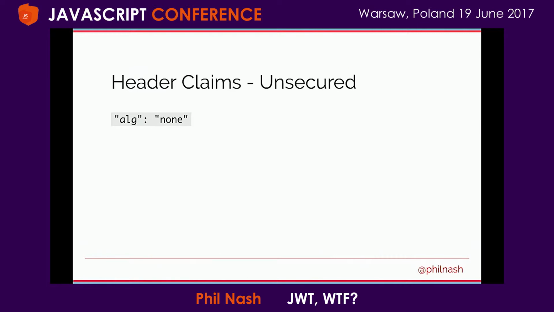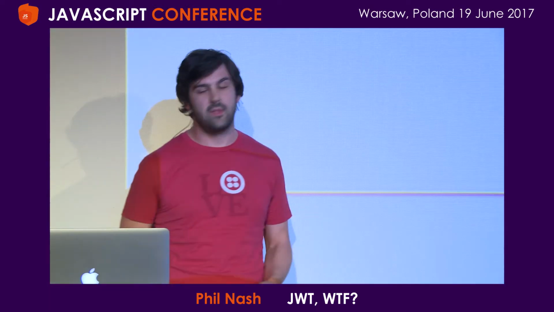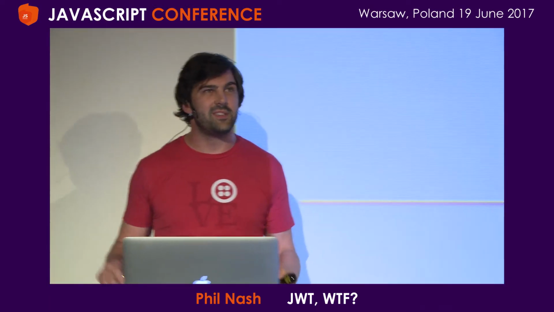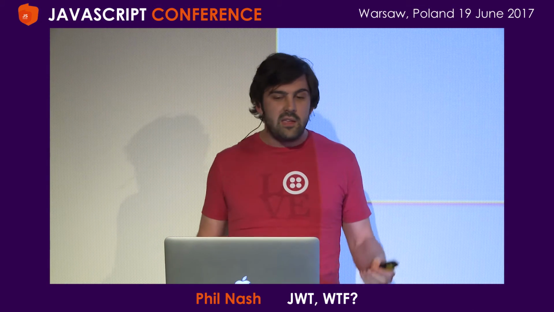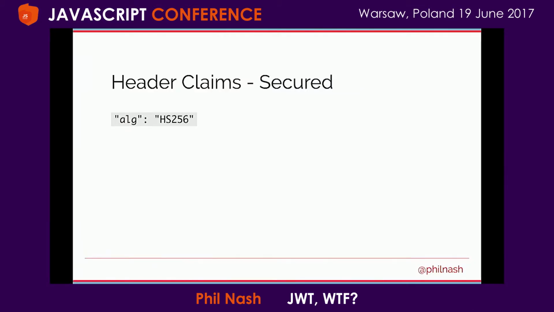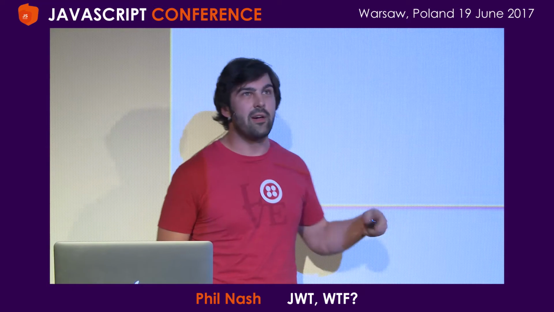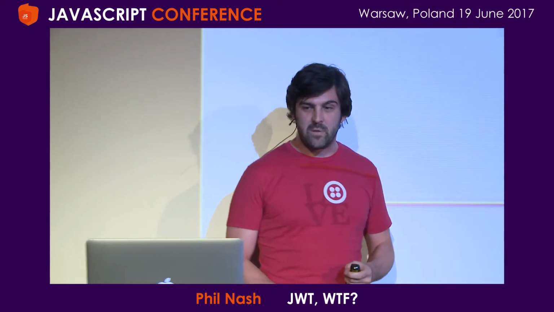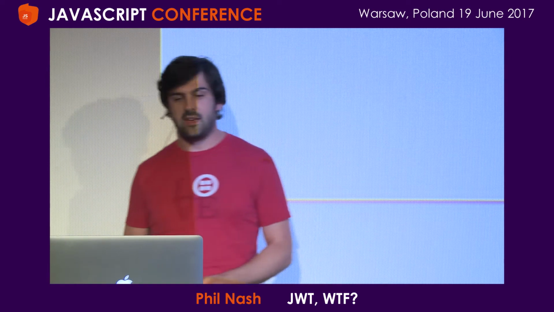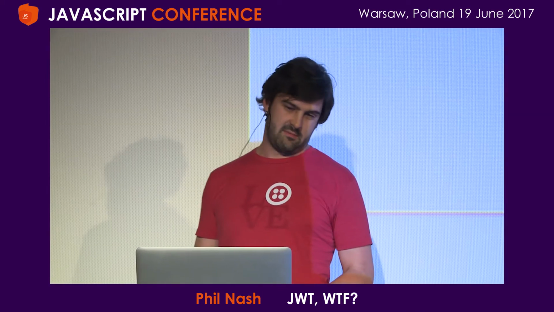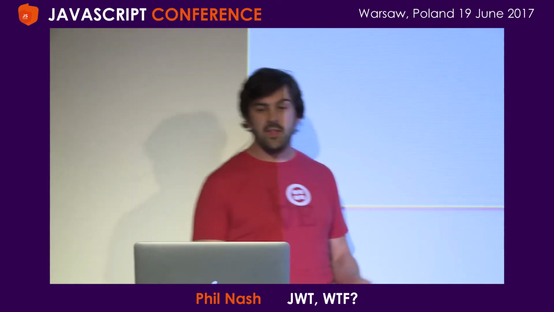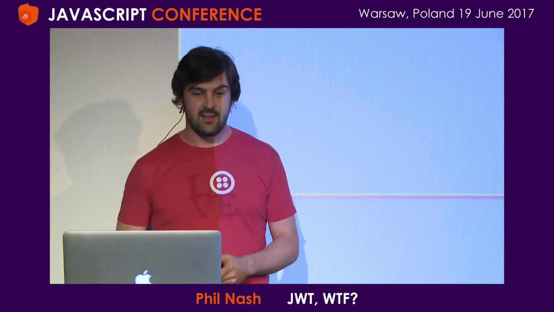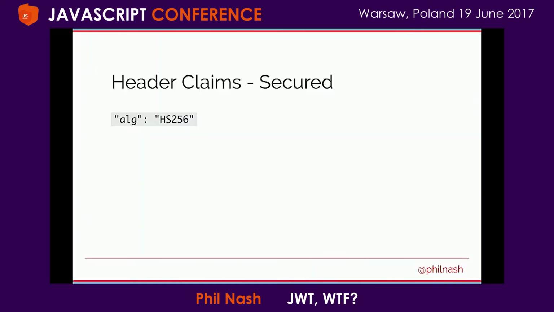You can say, I won't sign it. This is useless, because if you just send around information that anybody can change any time, you're asking to be hacked. So you can secure it by saying, in order to sign this token, we'll use the algorithm that is, in this case, HMAC SHA-256. You can use higher numbers of that, like 512. There are other algorithms as well. I'll mention them later, but this one is the default one that most people use.